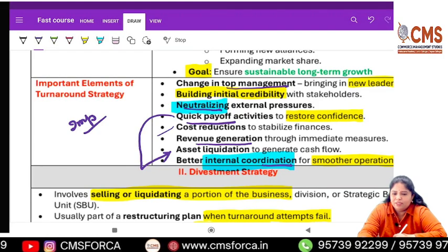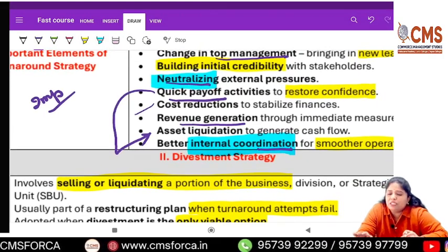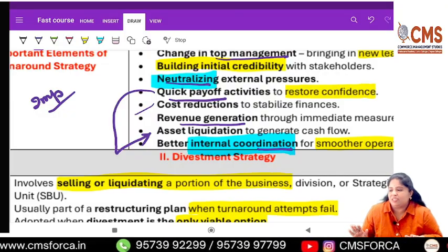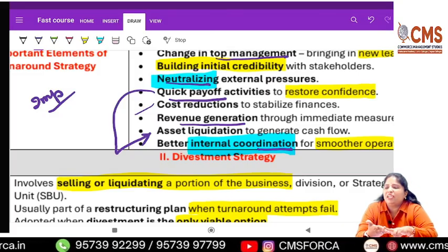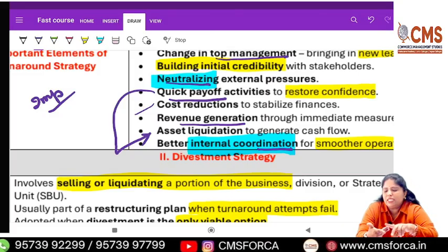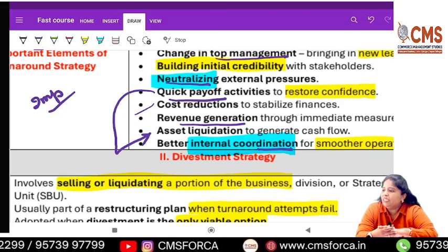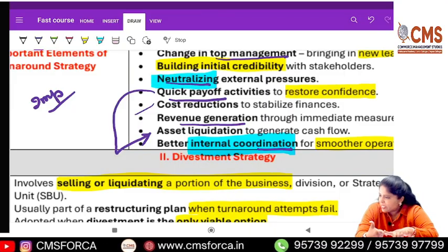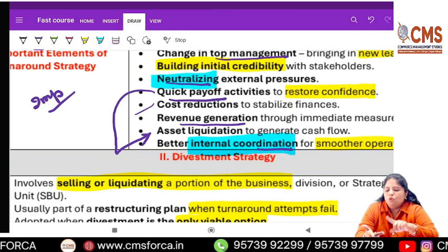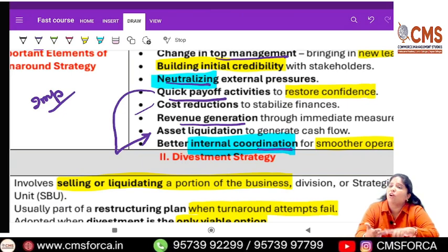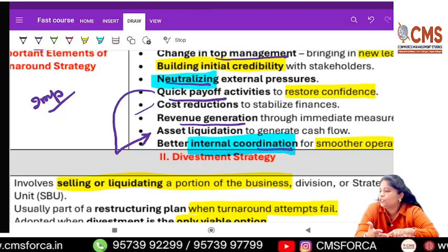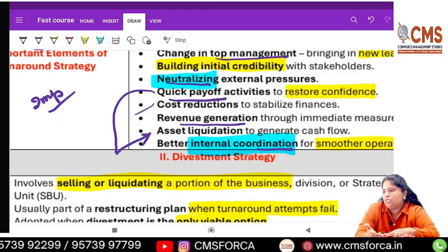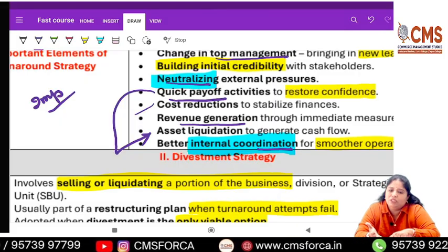Shall we go ahead? As we are done with turnaround strategy, we are talking about retrenchment strategies, right? So retrenchment strategies come in three modes. One is turnaround, which we have just completed. So as part of turnaround strategy, what have we covered? We have covered what a turnaround strategy is, under what kind of circumstances organizations opt for turnaround strategy, what are the steps in the turnaround strategy, and elements of turnaround strategy.